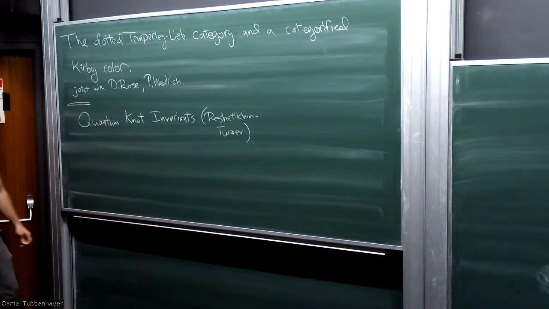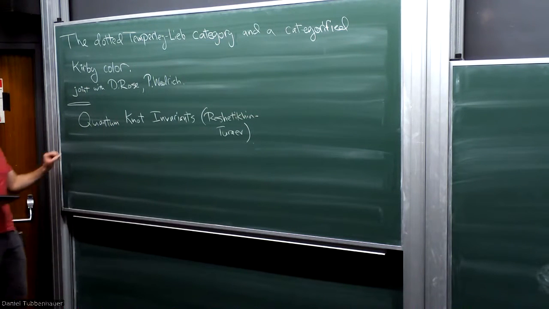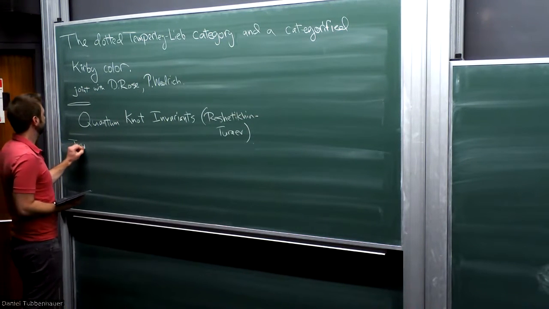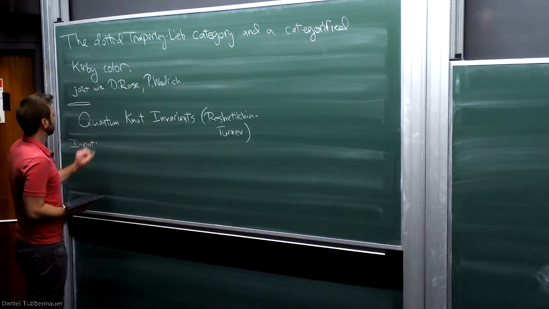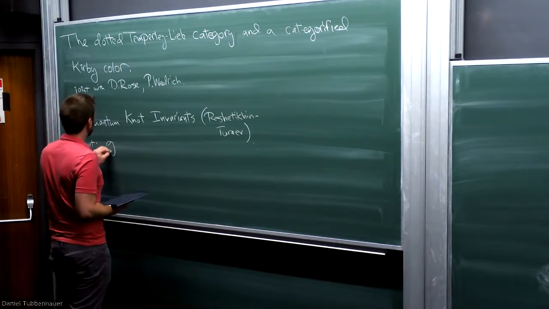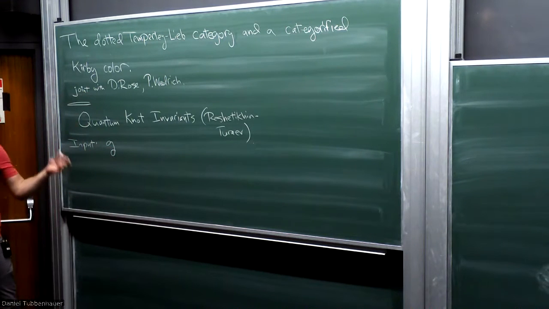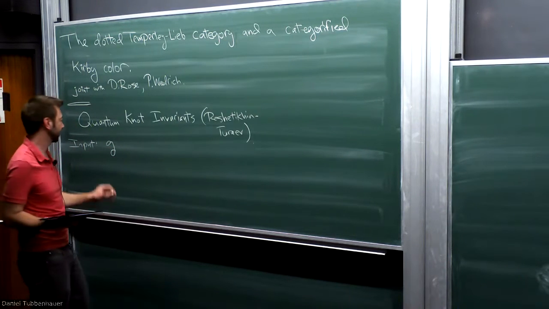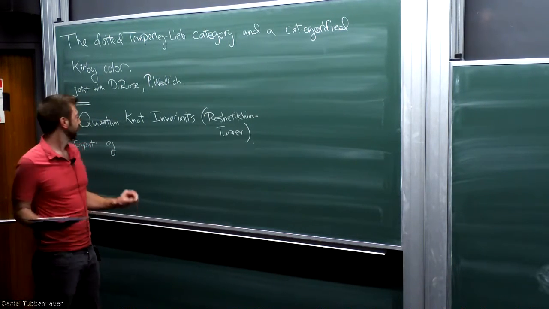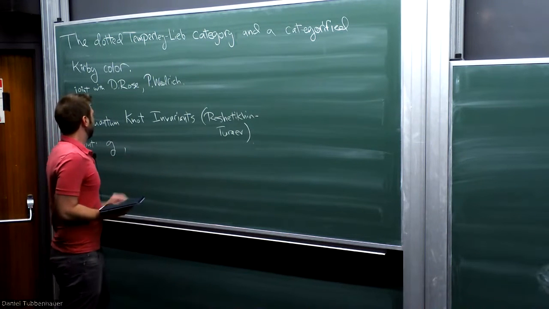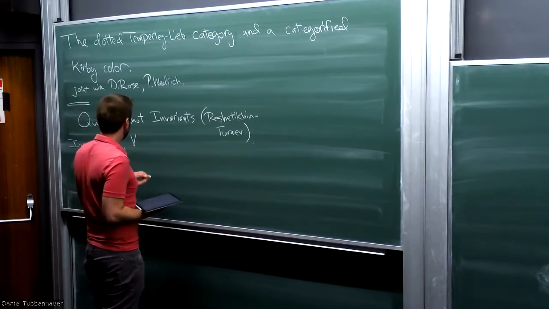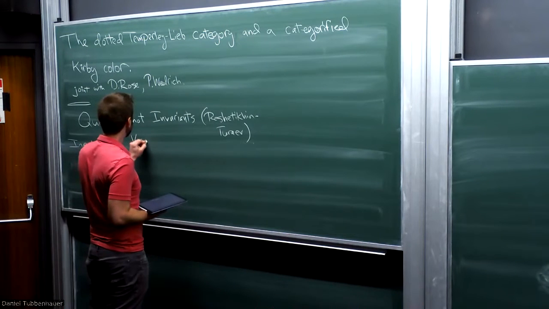And the input for this family of invariants is a complex semisimple Lie algebra. You should think of sl2 or slN. In this talk, it'll be slN. And a representation.